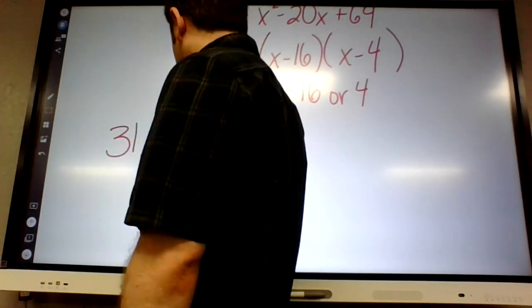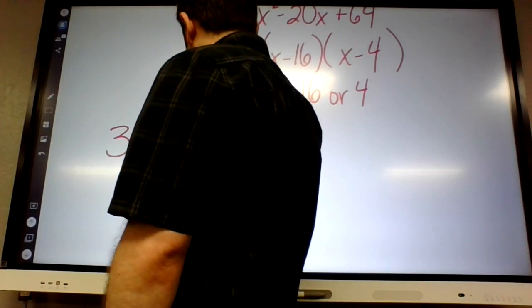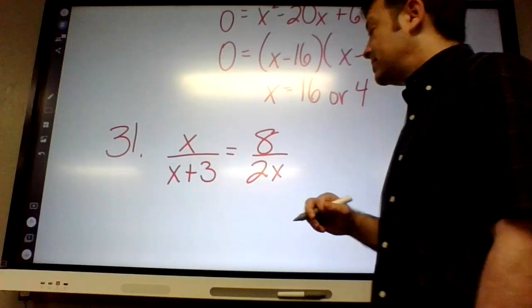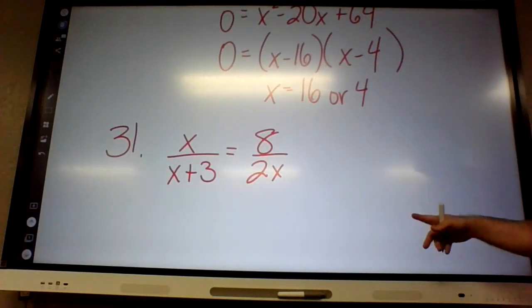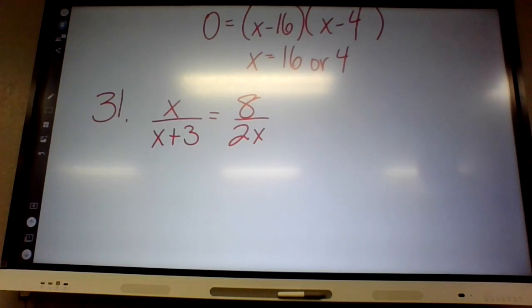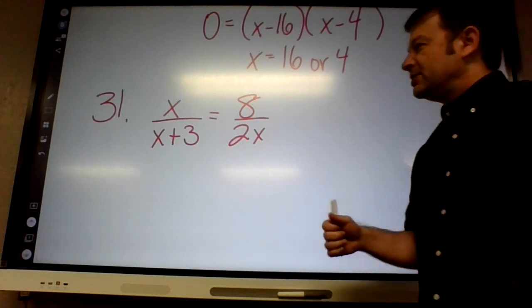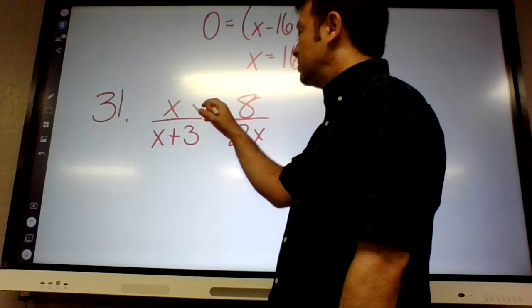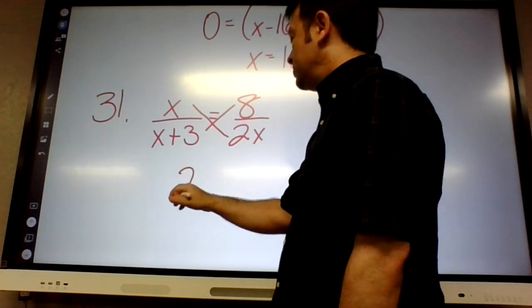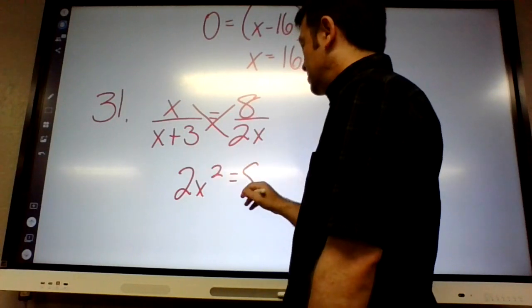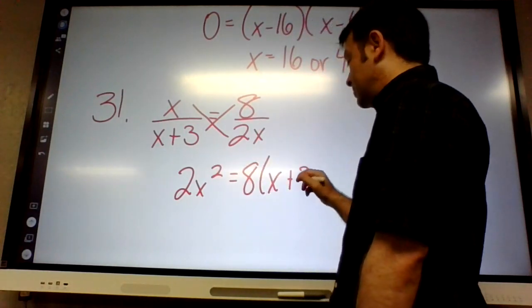Like x over x plus 3 would equal 8 over 2x. That's one way you could do it. There's a lot of right ways you could set it up, but you just make two equal ratios. And how do we solve if it's two equal ratios? Usually, cross multiply. So 2x times x, so 2x squared equals 8 times x plus 3.